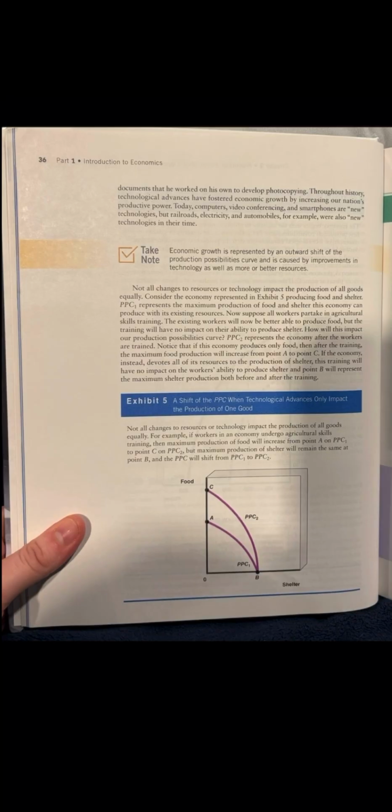A shift from PPC 1: technology advances may impact the production of only one good. Not all changes to resources or technology impact the production of all goods equally. For example, if workers in an economy undergo agricultural skills training, then the maximum production of food will increase from point A on PPC 1 to point C on PPC 2, but the maximum production of shelter will remain the same at point B, and the PPC will shift from PPC 1 to PPC 2.